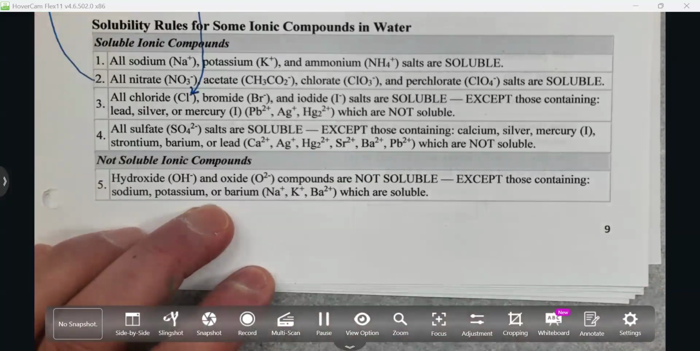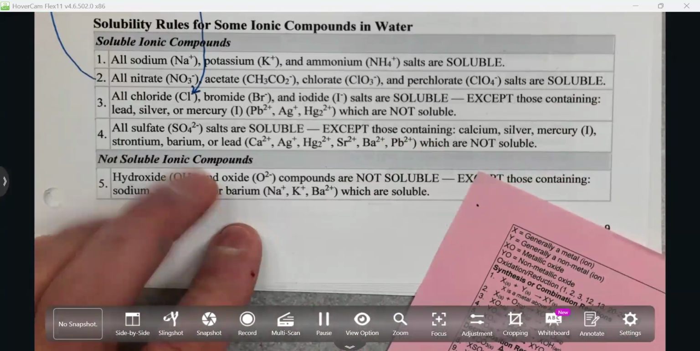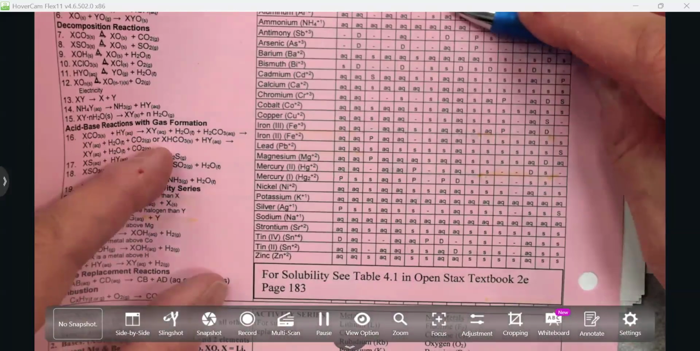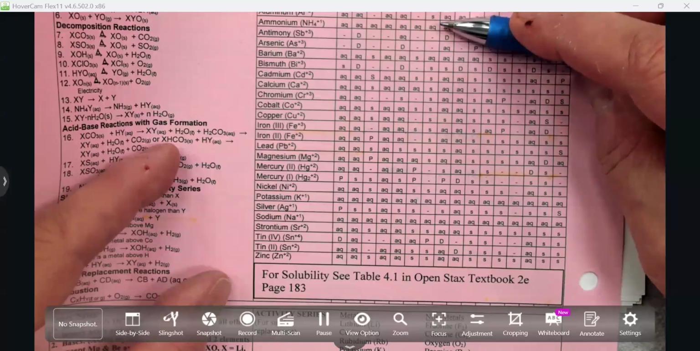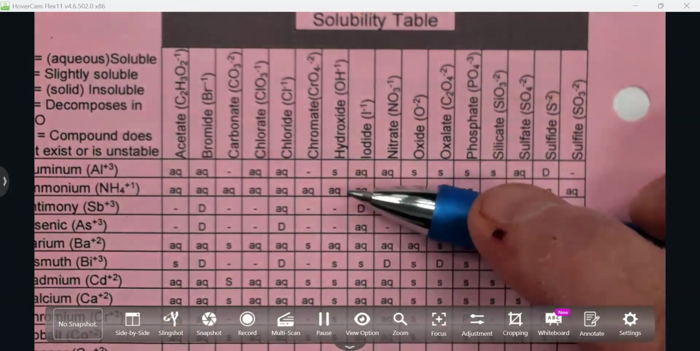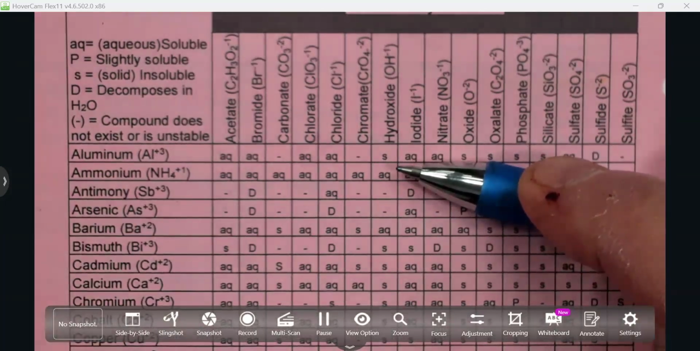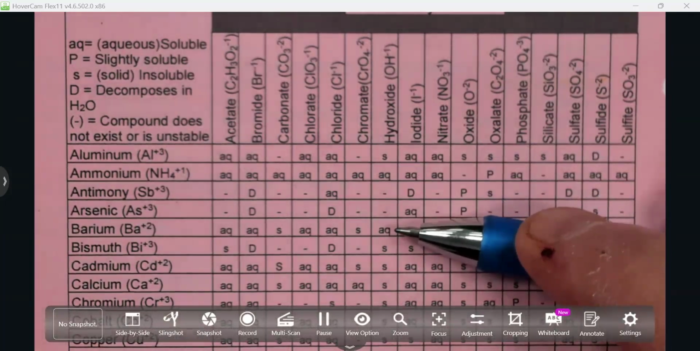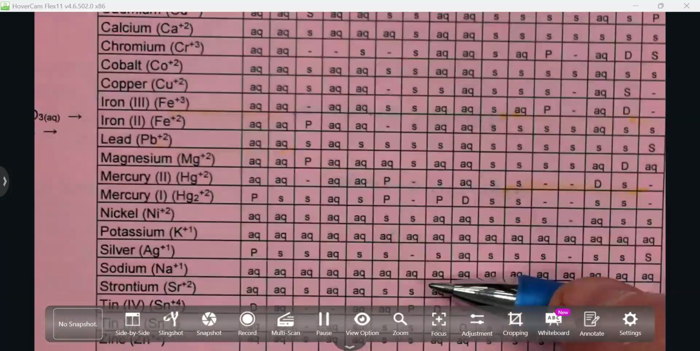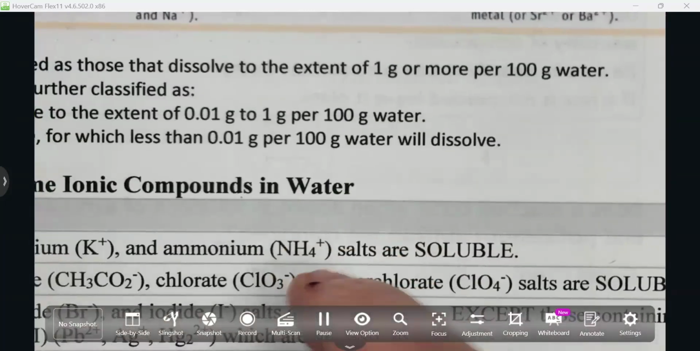Now, if you look at my grid here, it should match this. So if we look down the hydroxide column, here's my hydroxides. This is a solid. This right here is aqueous, and that's ammonium. Barium is the other one that's listed. And then potassium and sodium. But that's how you kind of look, and you're going to do this for lab.